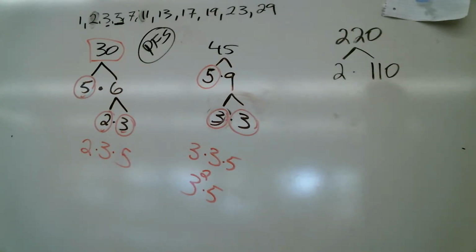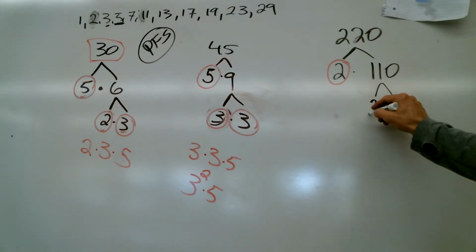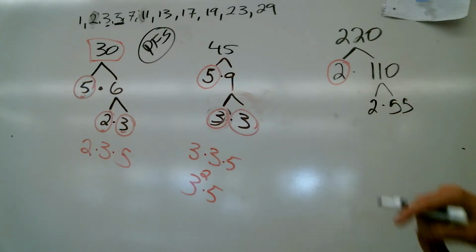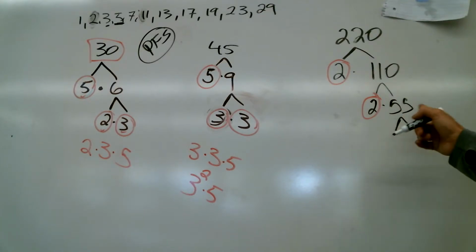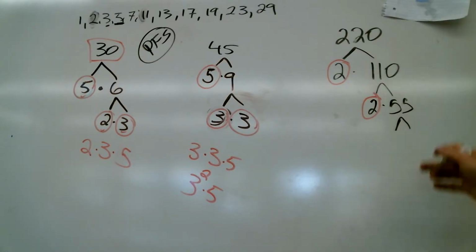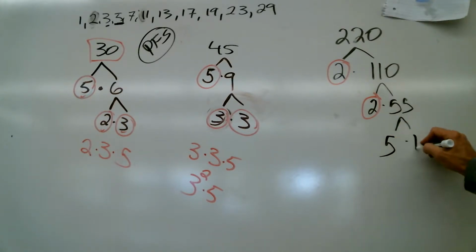Any prime factors? People get sick of hearing me ask these questions, but you know what? It makes a difference. This is going to be 2 times 55. Prime factor. 55, can I put 2 in? No, I might be able to put 3, but I don't know that in my head. I'm going to go with 5. So this is 5 times 11.